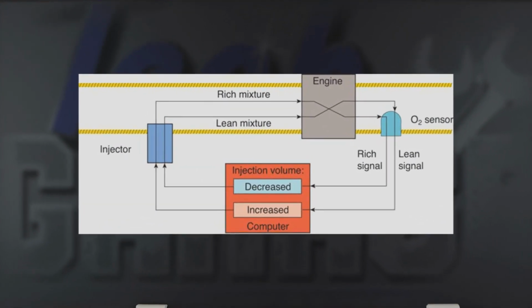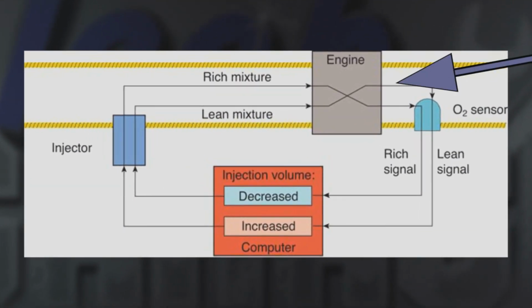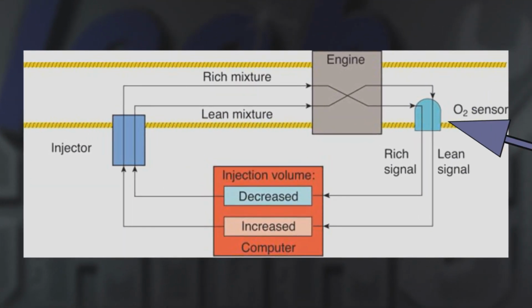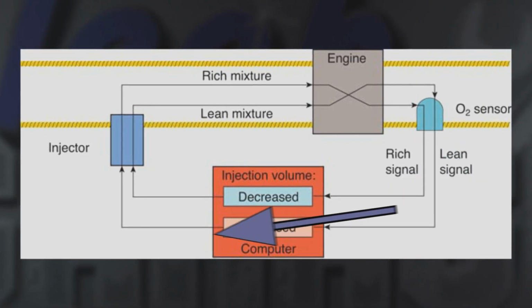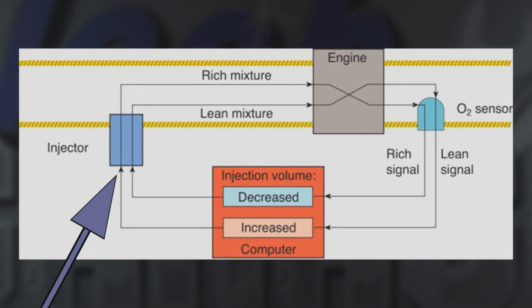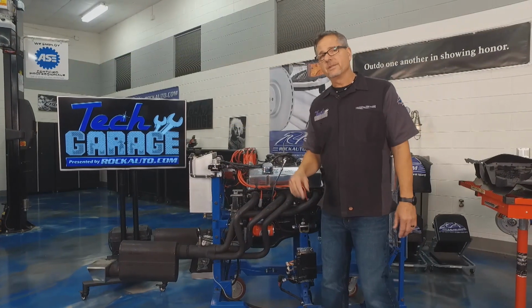You can look at the graphic right here, it's pretty cool. It all starts at the engine. Then it goes over to the oxygen sensor, which is the condition, gets fed back to the computer, and then from the computer it goes up to the injector. Super simple.